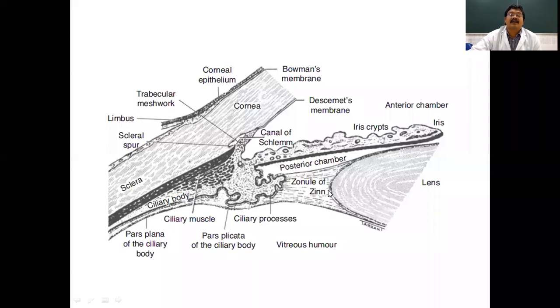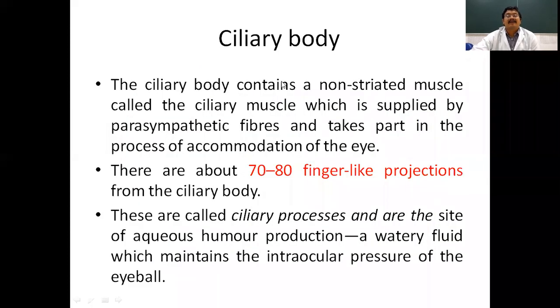These are the zonules attached here. This is the canal of Schlemm, from where the aqueous is drained to the aqueous veins. After crossing the trabecular meshwork, it enters the canal of Schlemm. This is the trabecular meshwork. This is the canal from where the aqueous gets drained. Then we look at the ciliary body.